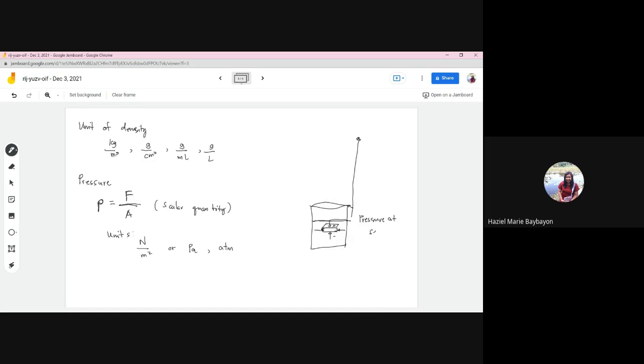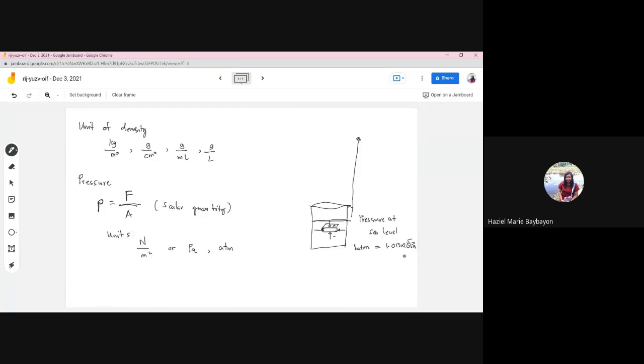Pressure at sea level is actually large. It is equal to 1 atmosphere, and this is equal to 1.013 times 10 to the 5 Pascal. So this is a large pressure.